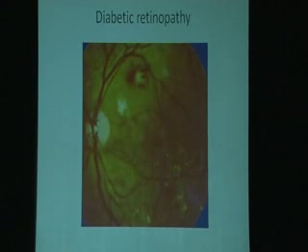I had told you that DR is divided into 3 stages: BDR, pre-proliferative and proliferative. Another way of dividing it is NPDR, mild, moderate, severe, and then PDR. NPDR, mild is only microaneurysm. Moderate is all the feature of BDR. And severe is pre-proliferative. Okay.